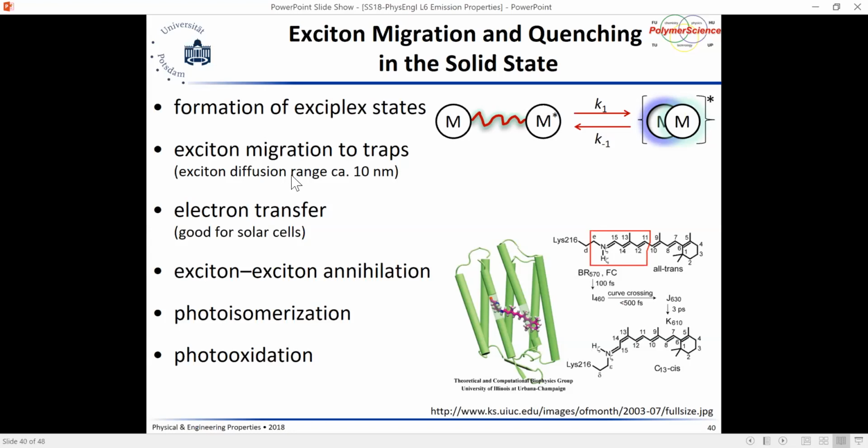As we talked about in the last slide, exciton migration to traps can also occur because we have trap states, so then they will get trapped. Exciton annihilation can also occur, and this is basically when two excitons annihilate each other. You also have photoisomerization, photooxidation, and so on. So there are a number of things that can happen when you're in the excited state before any emission occurs.